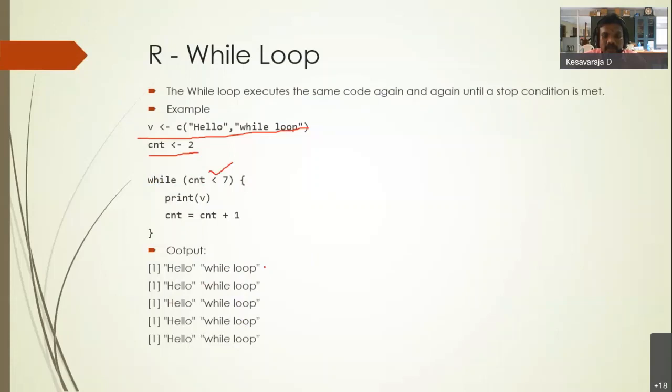So count equal to 2, count equal to 3, count equal to 4, count equal to 5, count equal to 6. If count equal to 7, it does not enter into that. If count is less than 7, it enters into the loop. If count equals 7, it will exit from the loop.